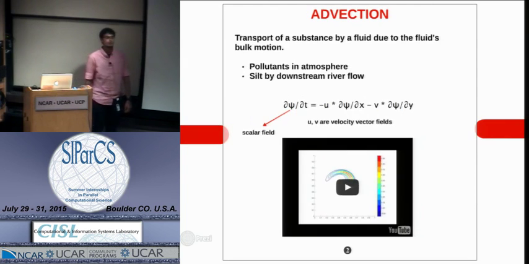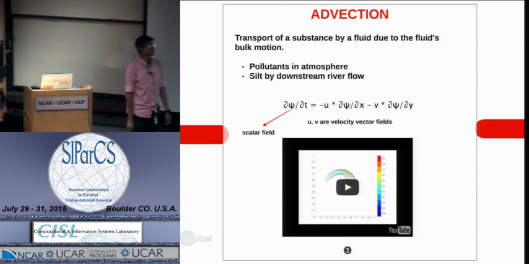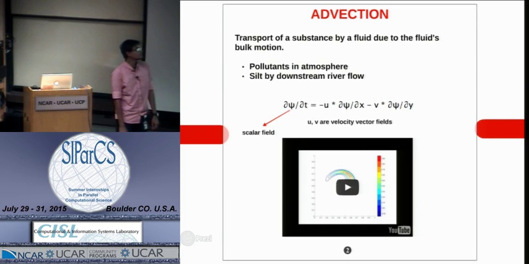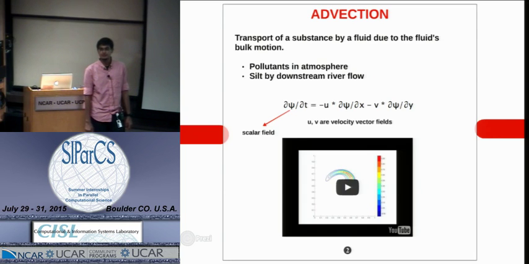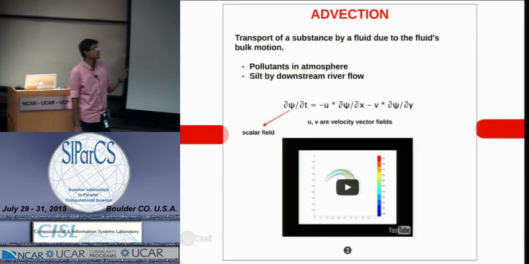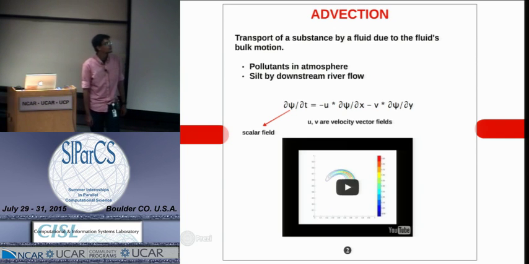So the problem I worked on is an advective transport of a scalar quantity. Advection is a phenomenon where a conserved quantity is transported by a fluid due to its bulk motion. Examples are the transport of pollutants in the atmosphere and transport of silt by the downstream river flow. The current problem is a linear hyperbolic partial differential equation. In this equation, u and v are the velocity vector fields, and psi is the scalar field.